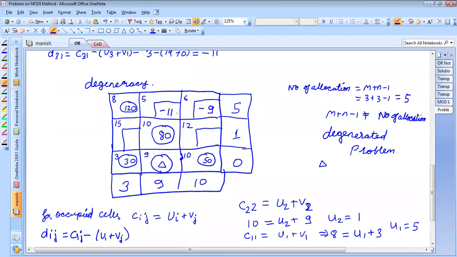This is equal to 6 minus of 5 plus 10. 5 plus 10 is 15. 6 minus 15 is minus 9. Isn't it? This is also minus 9.